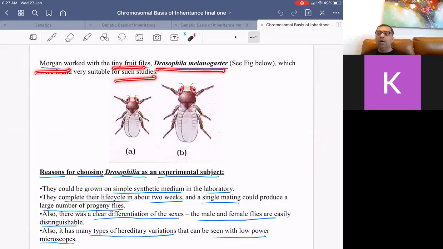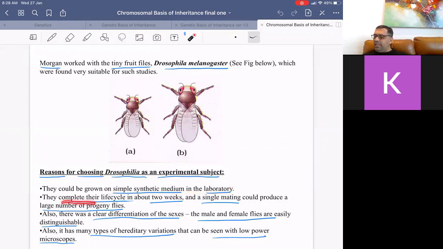Now, the pea plant had many advantages. Similarly, Drosophila also has many advantages. So what are the reasons for choosing Drosophila as an experimental subject? It can be grown on a simple synthetic medium in the lab. So laboratory mein ek simple artificial medium pe Drosophila easily grow ho jate hai.